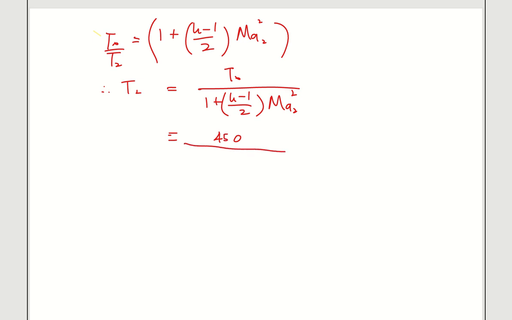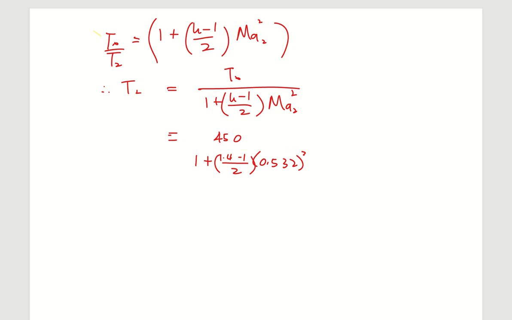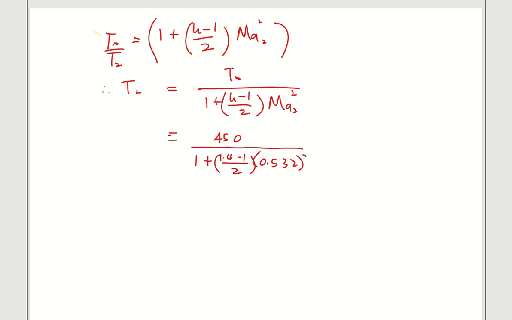Then you divide with 1 plus 1.4 minus 1 divided by 2 times Mach number that you get is 0.532. Then square it. Alright? Then what do you get there? The value for T2 is 425.89 Kelvin. So this answers question 2.